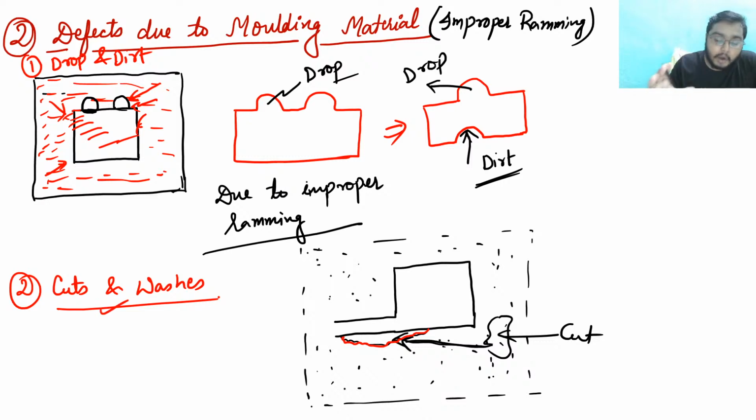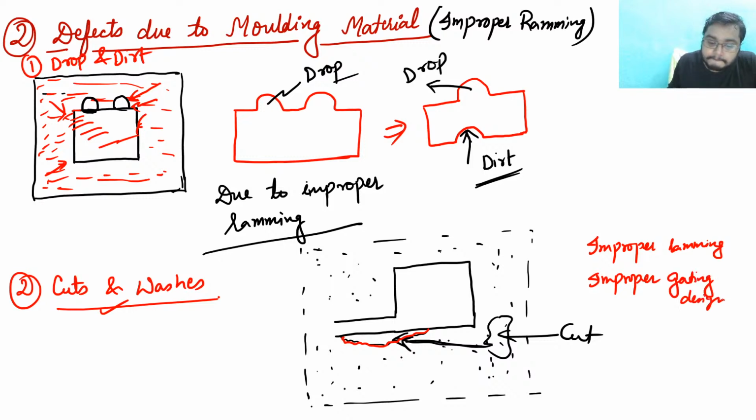Okay, so due to the improper ramming, so what are the reasons? Due to the improper ramming, okay, and improper gating design. So if these things are there, the molding sand will be eroded. So from here molding sand is eroded and hence washed into the cavity, right? So what we can say here, molding sand eroded and washed into cavity.